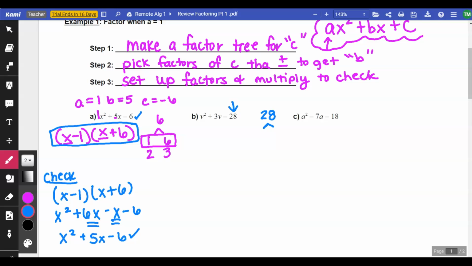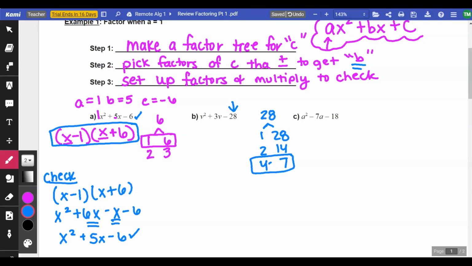I'm going to make a factor tree for 28. The factors of 28 are 1 and 28, 2 and 14, 3 doesn't go into 28, 4 and 7. And I think that's it. Now we need to pick factors of C that add or subtract to get us B in step 2. So to get 3, I could use 4 and 7.